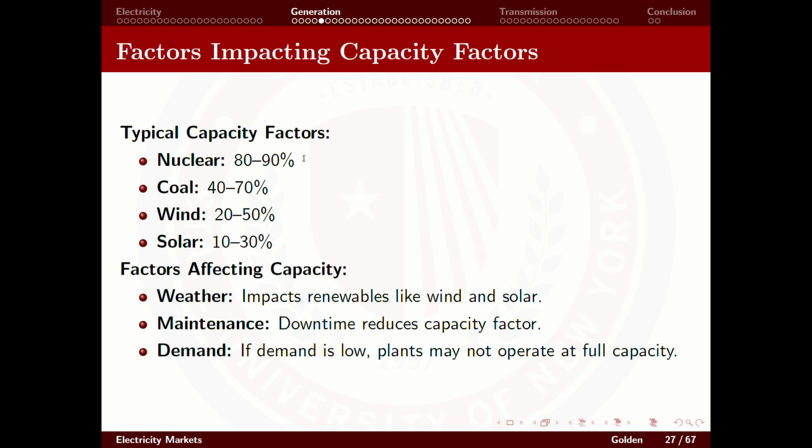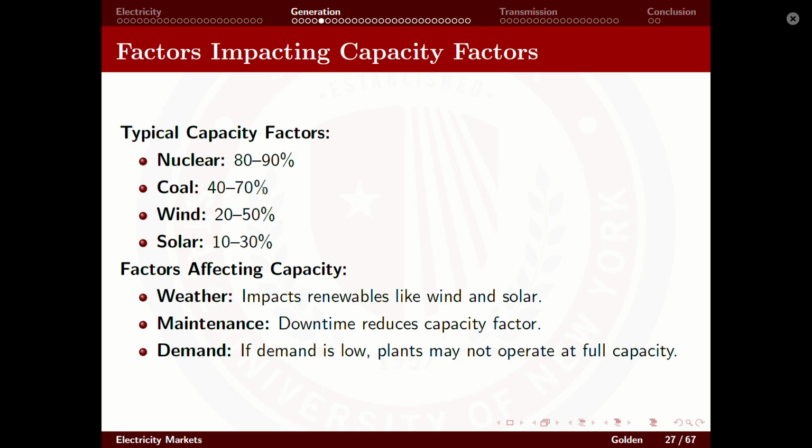I have some friends who used to work at nuclear power plants. They would do a 2-week maintenance once a year, where they had to go into the plant all the time and do the maintenance. The number I always hear is 92%, but it varies. It's somewhere between 80 and 95% capacity factor for nuclear.